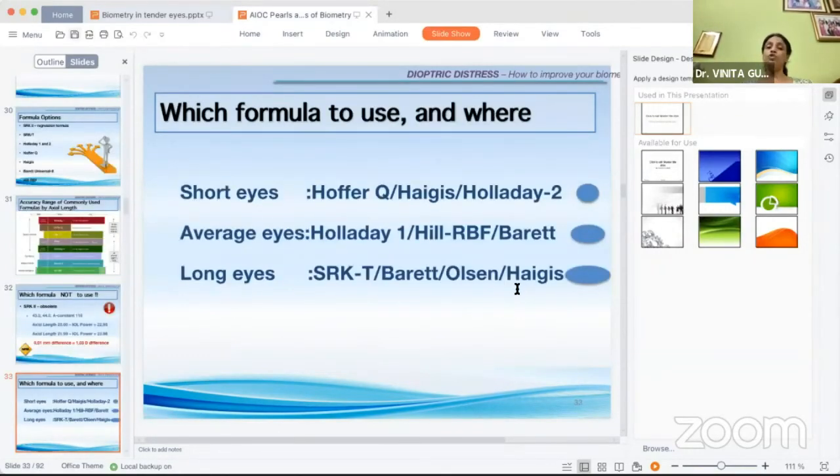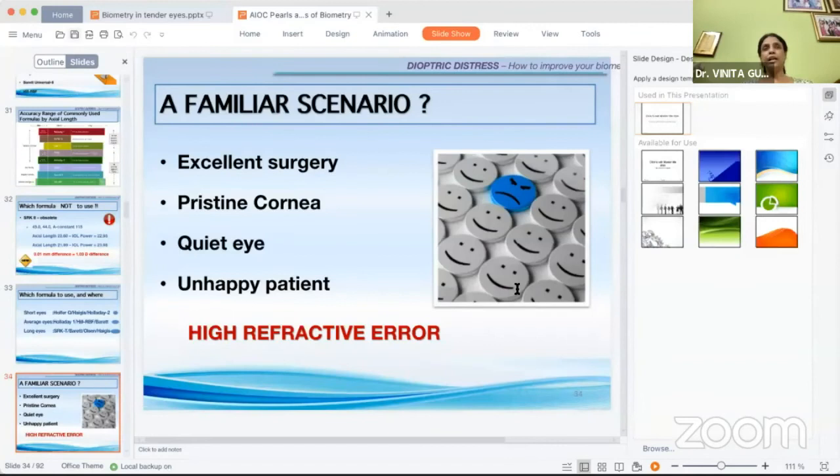So which formula to use and where? Obviously, this will be taken up by my other speakers. So broadly, for short eyes, you can go for Hoffer Q. For average eyes, you can use any of them. For long eyes, SRK/T may be preferable. But now with the Hill RBF and other artificial intelligence tools, we can use any formulas.